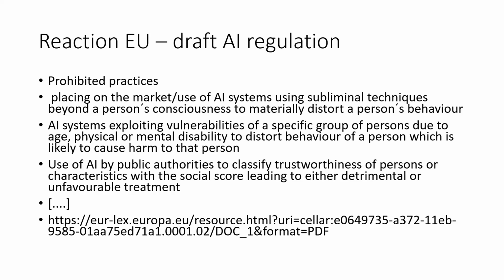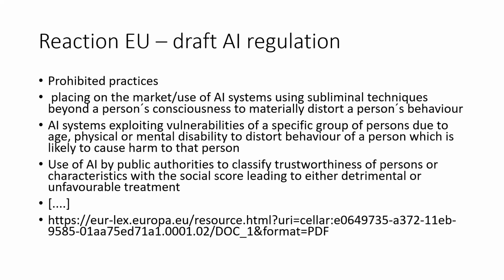The next question is AI systems exploiting vulnerabilities of a specific group of persons due to age, physical or mental disability to distort behavior of a person, which is likely to cause harm to that person. So what can we imagine here? We can think about underage people, children. We can think about people that might have some kind of mental disability. But if we think about somebody having depression, and we know that people that have depression are more likely to have short thought reactions, meaning that somebody who is depressed might be buying things out of an affect more easily.